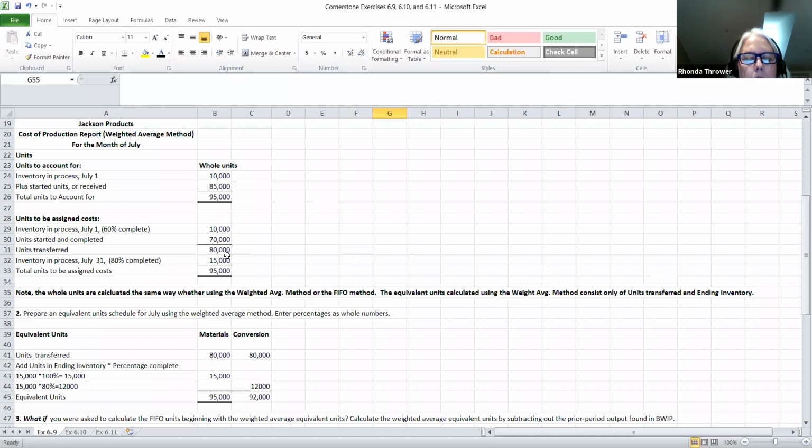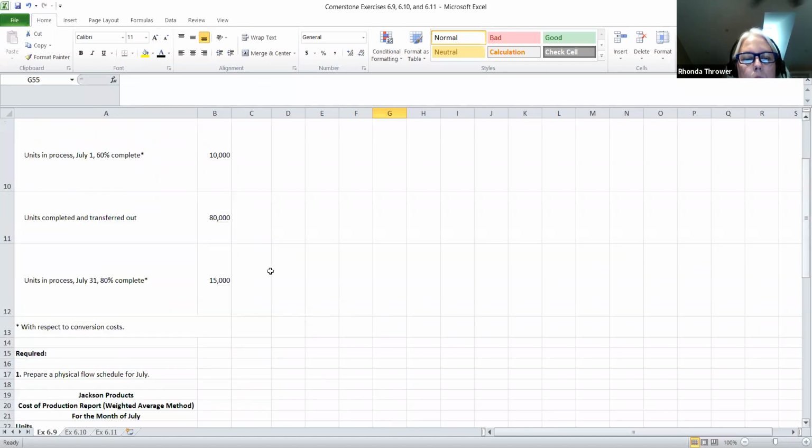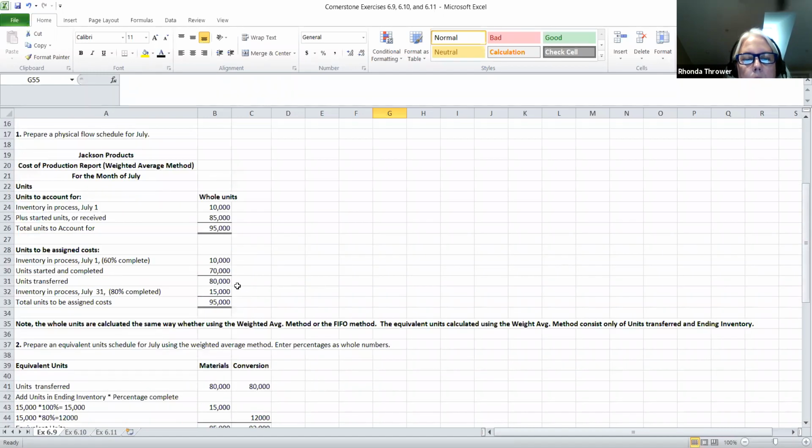So this 80,000 was given to us. The ending inventory was also given to us. The ending inventory in whole units was 15,000. So if we know that we had 80,000 units transferred and 15,000 in ending inventory, the total of these two added together will be the total units that you are going to assign cost to. So 95,000 units are the total units to be assigned cost.